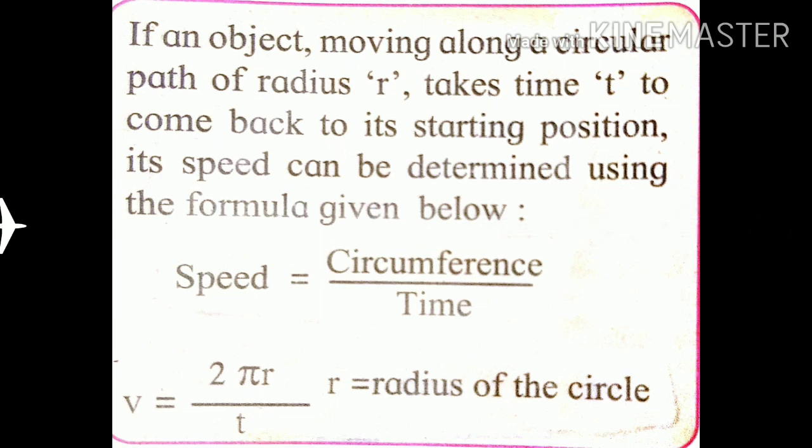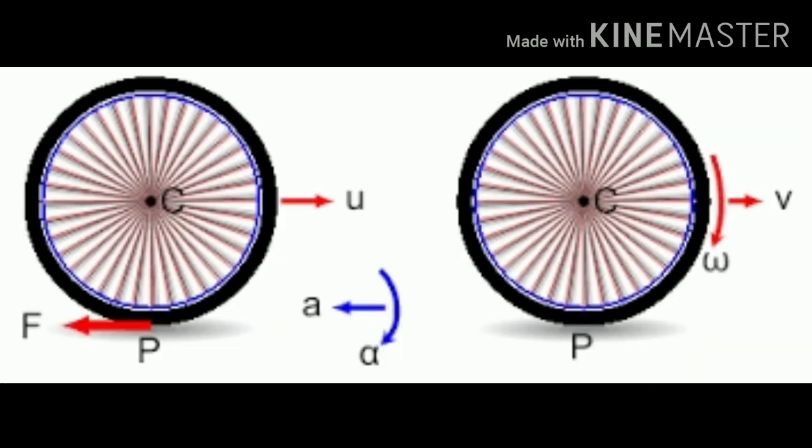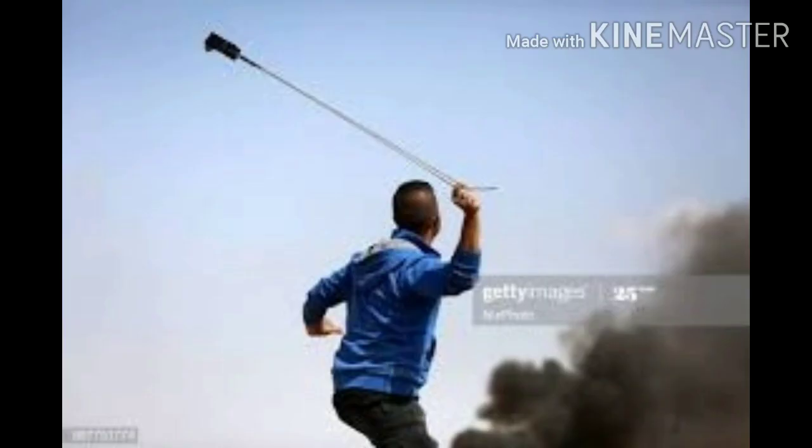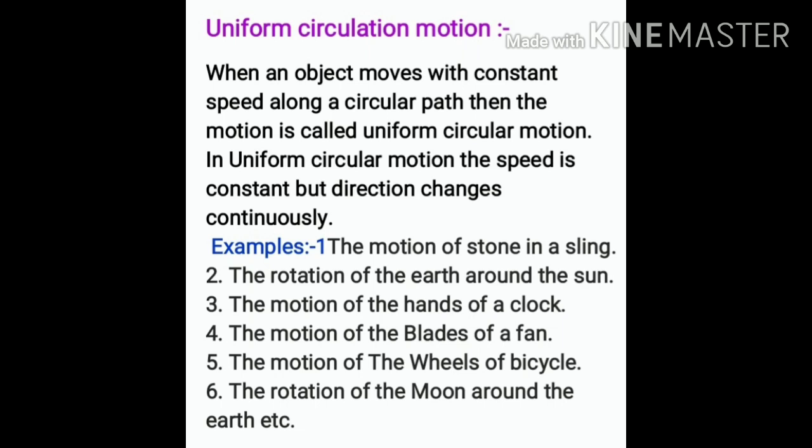Circumference. Therefore v is equal to 2πr upon t. Here r is equal to the radius of the circle. According to this, one of the questions is asked in the research: find out more examples of circular motion in day-to-day life. I give the definition and example of circular motion, so everyone note them in your notebook.